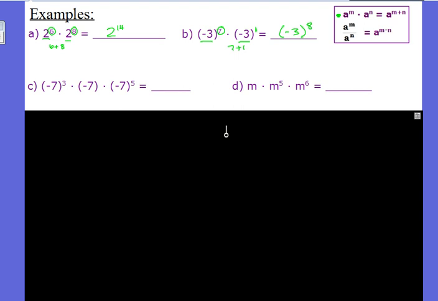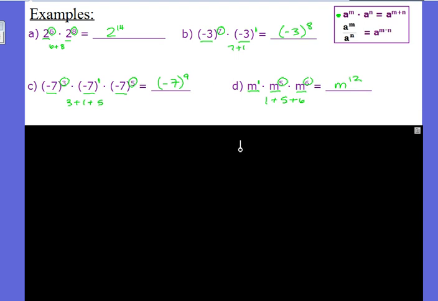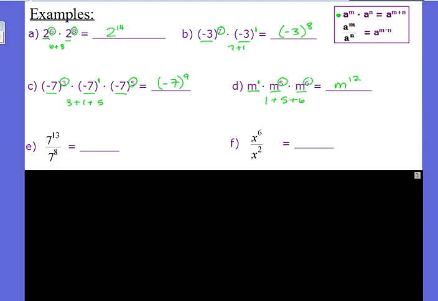Okay, the next one I have multiplication again. All the bases are -7. I see an exponent of 3, an exponent of 1, and an exponent of 5, so I add 3 plus 1 plus 5. I end up getting 9. So simplified exponential form is -7 to the 9. Okay, for the next one, the bases are all m and they're being multiplied. I have an exponent of 1, 5, and 6, so I add 1 plus 5 plus 6, and I get m to the 12th.